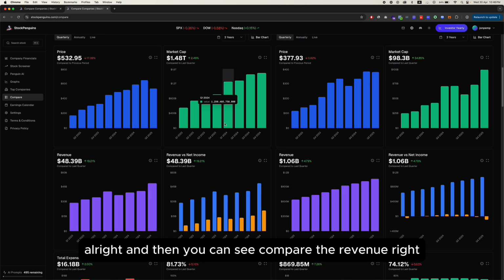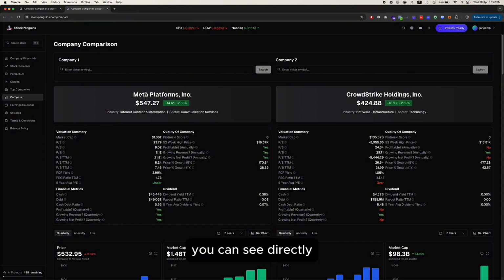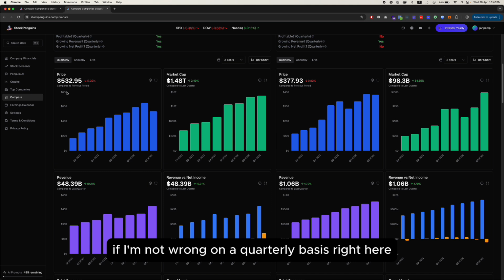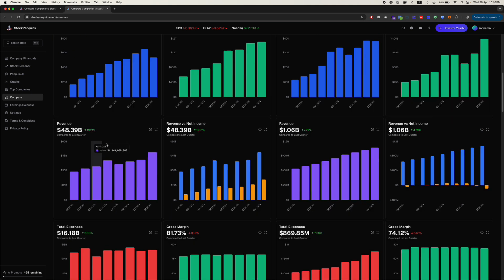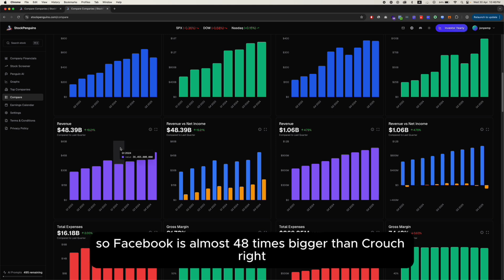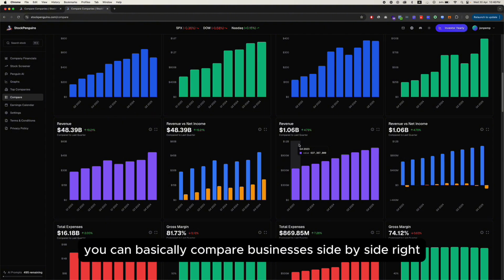All right. And then you can compare the revenue. You can see directly, Facebook has produced about $48 billion, if I'm not wrong, on a quarterly basis right here, and CrowdStrike produces about $1 billion in revenue in a quarter. So Facebook is almost 48 times bigger than CrowdStrike. And just with these metrics, you can basically compare businesses side by side.